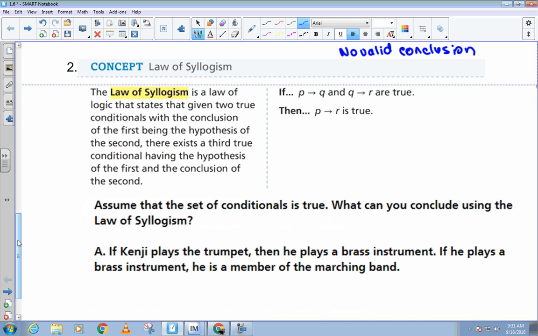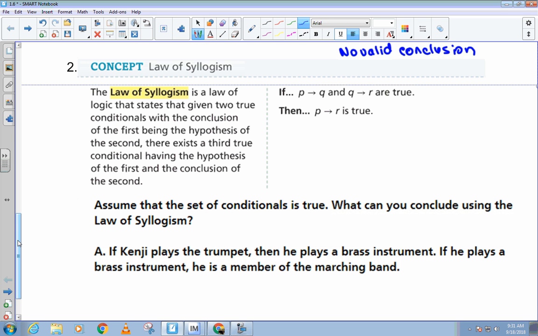The next one is the law of syllogism. In this law, you have two conditionals, and the conclusion of the first one is the hypothesis of the second one. So, for example, if P then Q, then I repeat my Q as my new hypothesis and marry it up with the third thing. So, if P then Q, repeat, if Q then R, then I can put if P then R.